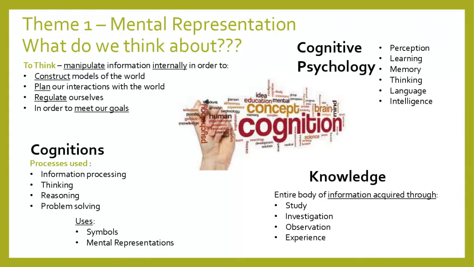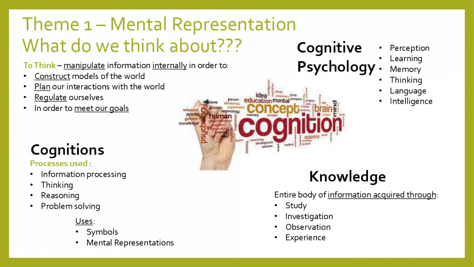So cognitions, when we think, the processes we use are information processing, we use thinking, we use reasoning, and we use problem solving. Those are our thought processes or the cognitions that we use when we are thinking. So to do that, we use symbols such as written language, hand signals, and we also use mental representations. So what form do thoughts take? They are visual in terms of how we symbolize them, but they're also internal in terms of how we visually represent them.